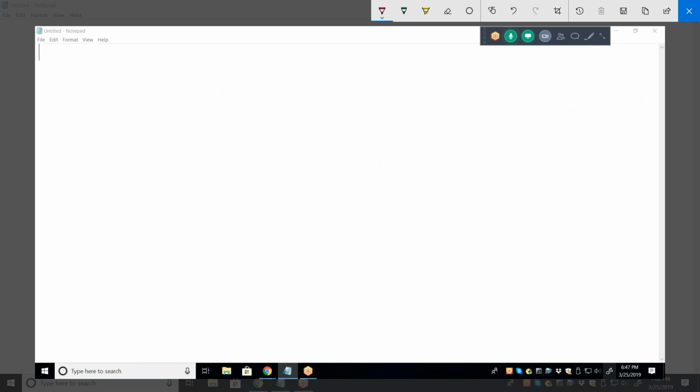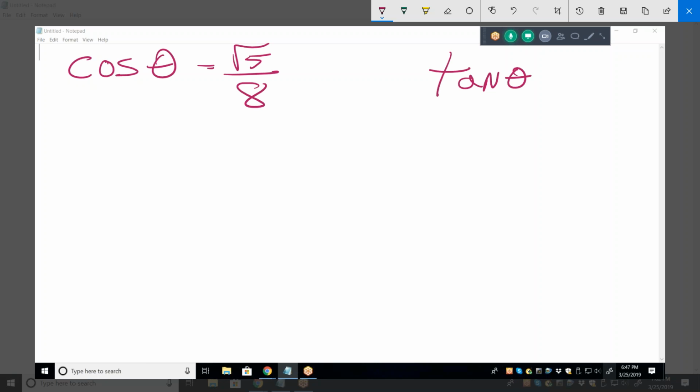This one is cosine of theta equals root 5 over 8, given that tan of theta is less than 0. What quadrant are we in? You can do this either way, but what two quadrants can tangent be? Let's do this. There's a better way to do it than I did it last time. First of all, where is tan negative? Tan is negative in 2 and 4.